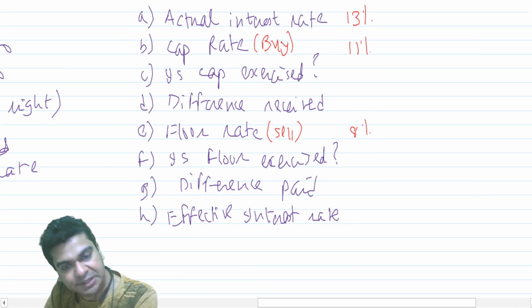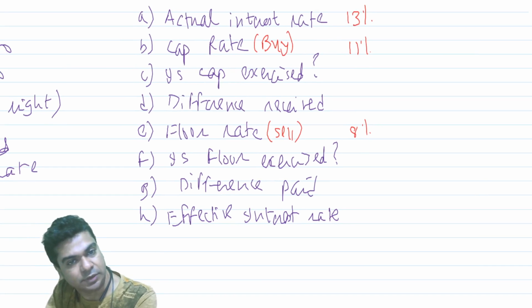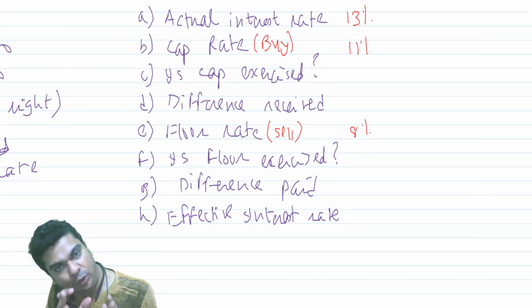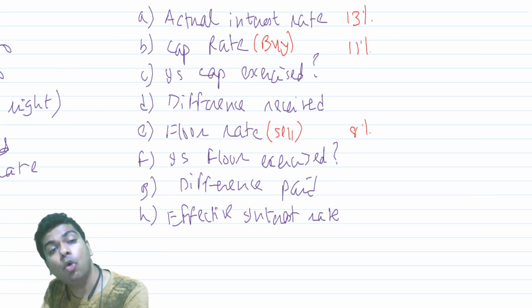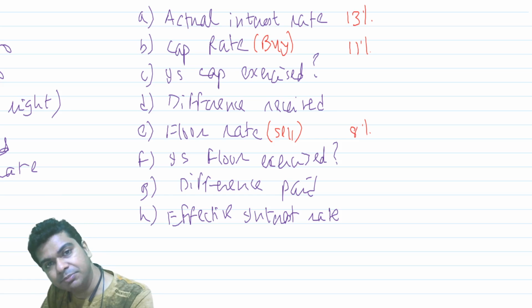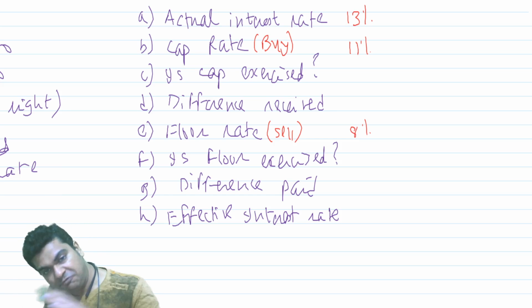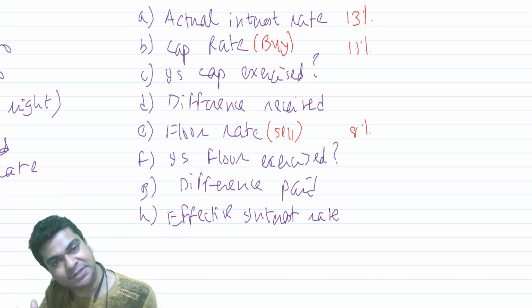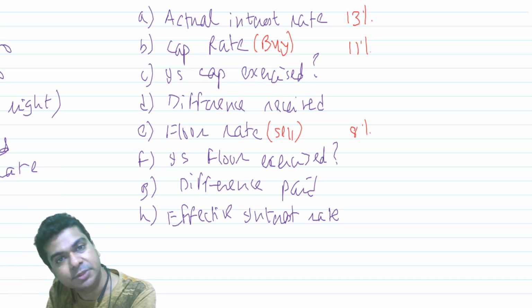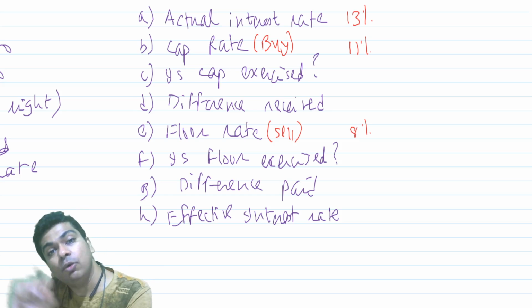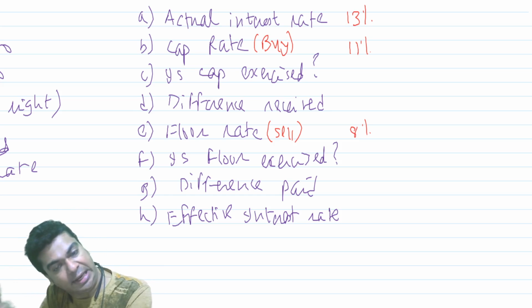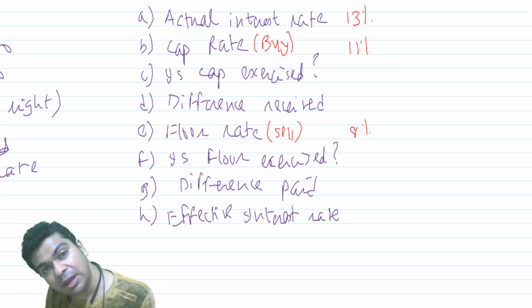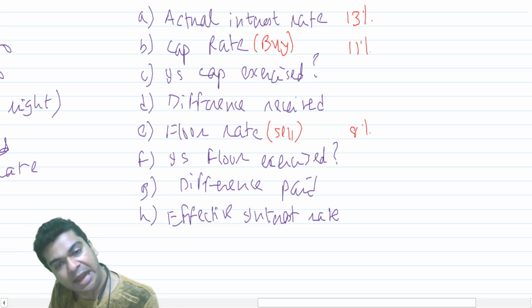Actual interest rate is turning out to be 13%. Cap is giving you a right to borrow at 11. New loans are available at 13%. Now tell me, will you like to borrow at 13% or at 11%? Cap is giving you a right to borrow at 11. Obviously, if borrowing is available at 11, I will like to borrow at 11.